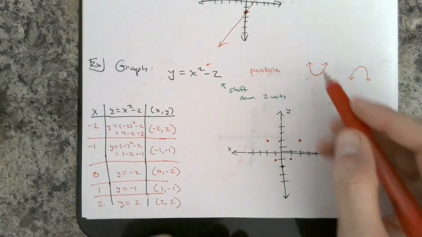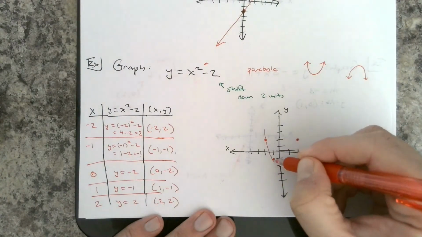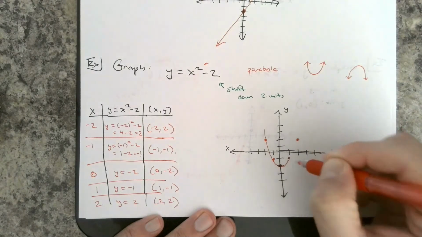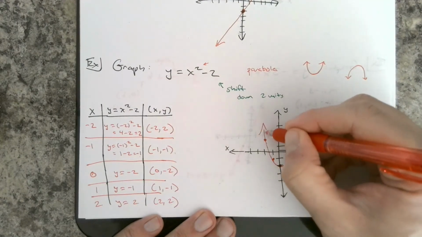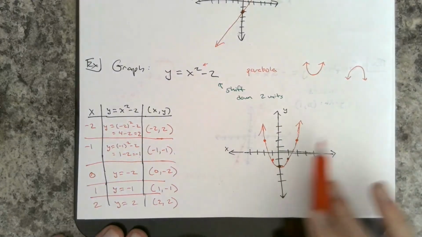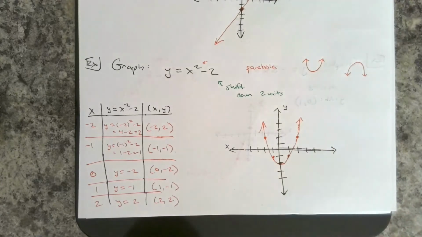Now remember, this has a U-type shape, so make sure you don't put a point here going down. You really want to make this a curve, and up and back through. Arrows on the ends. These do go on forever in both directions, so you keep going with any x values out to the left or the right, and you could find corresponding y values.